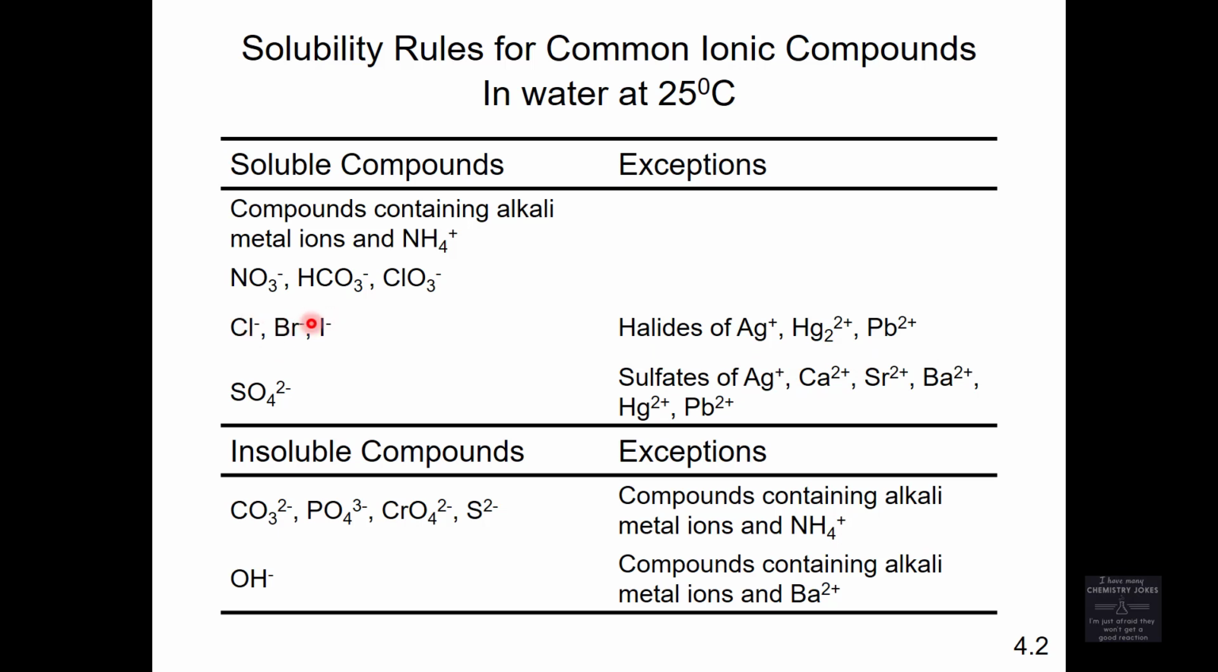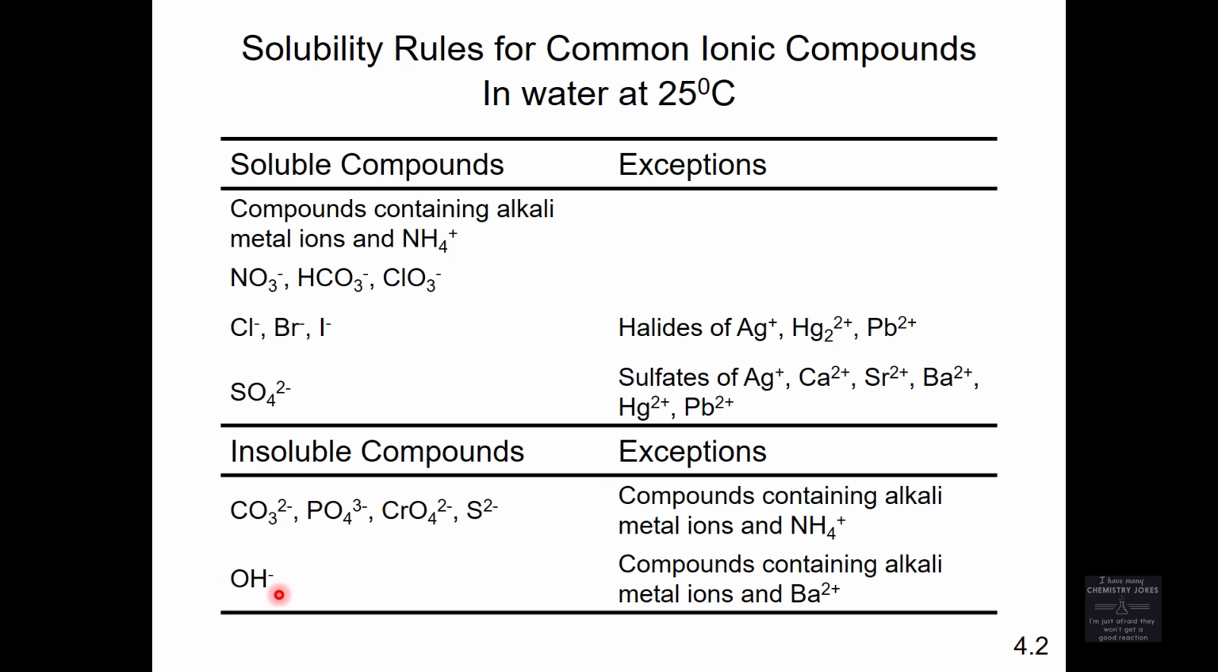Almost all +1, -1s are soluble. There are exceptions, and we've already pointed out silver and lead as two of the exceptions. Most +2, -2s are insoluble when they're partnered up with something that's also +2, -2, +3, -3. If you have alkali metals, remember that's the first column of the periodic table, lithium, sodium, potassium, rubidium, cesium. If you have an alkali metal with these, they're soluble. If you have an ammonium ion with these, soluble.